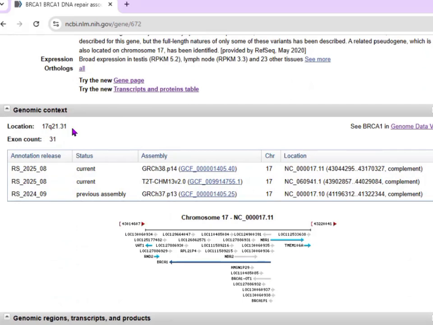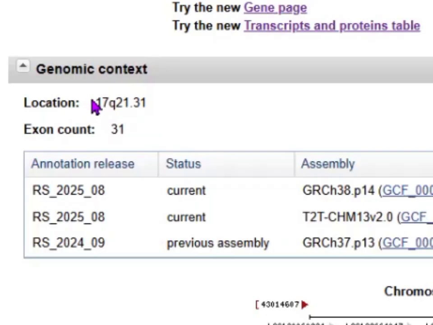What does this describe? Always keep it in your mind that the first number indicates the chromosome number. So 17 is the chromosome number. After the chromosome number, we can see the letter P or Q. Here you can see it is a Q. Sometimes it's a P or Q. The letter Q represents the long arm of the chromosome, while if it were the letter P, then it means the short arm of the chromosome. It means that on chromosome number 17, on the long arm side, this gene resides.